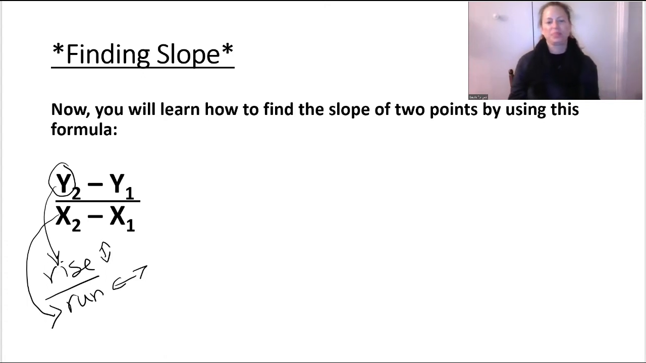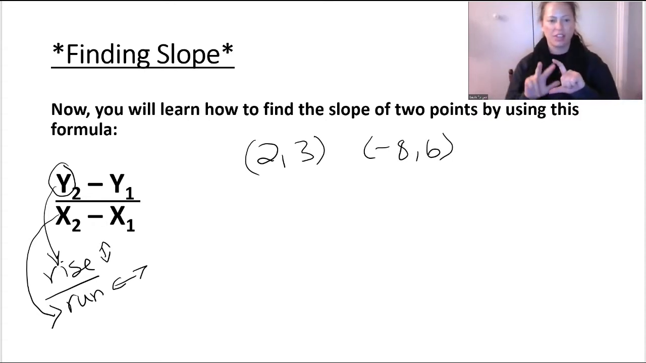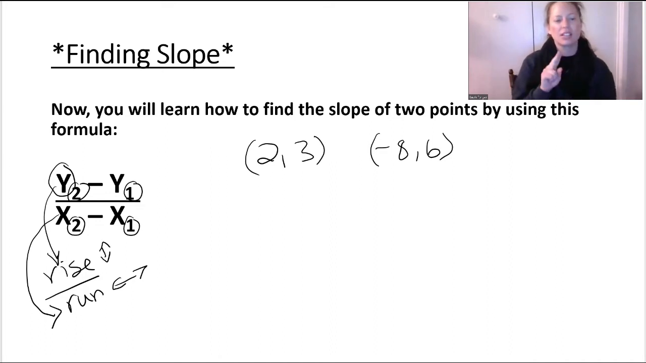Say if I gave you 2 coordinates like this, 2, 3, -3, 6. Well, let's change that -3 to a -8. So 2, 3, -8, 6. These little numbers here are called subscripts. They represent a specific value in these 2 coordinates.